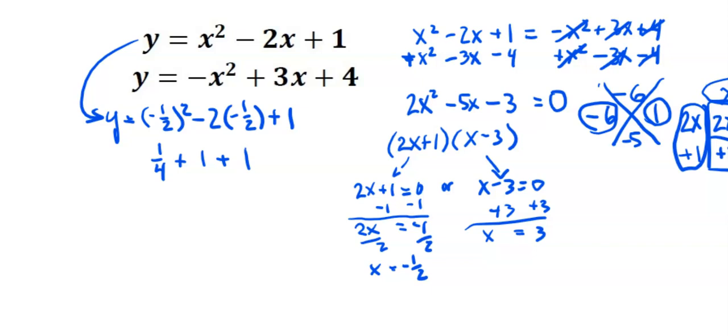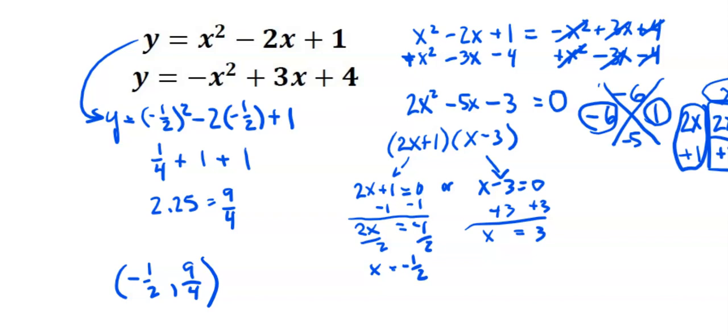And so I can write this as 2.25. That's 2 1/4, or I could write it as 9/4. Because one is 4/4 and another one is 4/4, so that's 8/4 plus the 1/4 is 9/4. I'm going to leave it as 9/4. So one of our solutions is negative 1/2, 9/4.